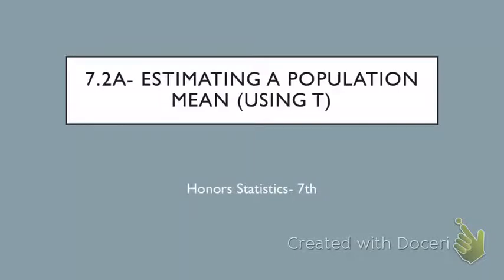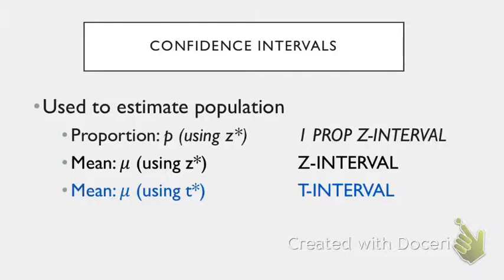Okay, this is 7.2b. Estimating a population mean using T. So here's the three things we have learned in this unit. The first one, confidence intervals with proportions. Confidence intervals with means using Z. Confidence intervals today, estimating the population mean but using T.